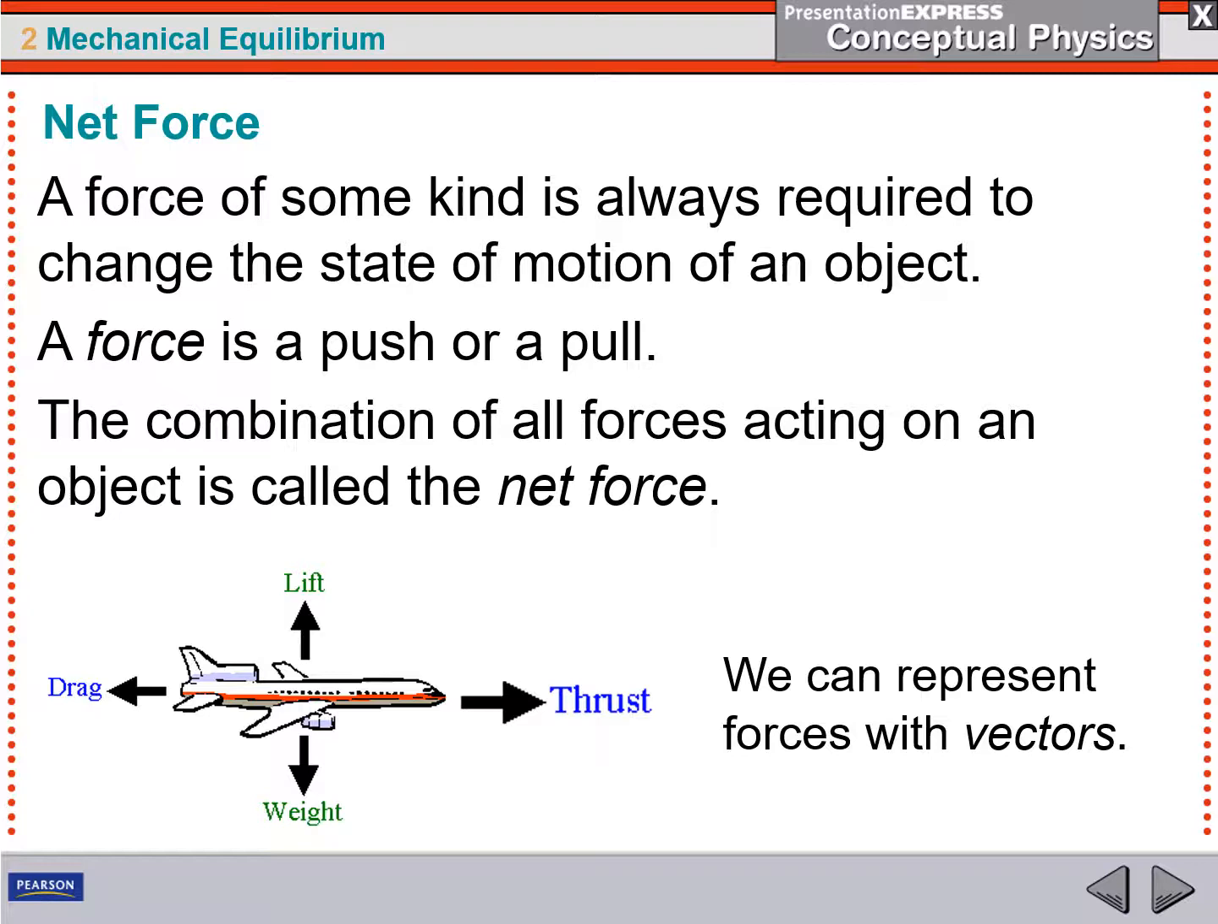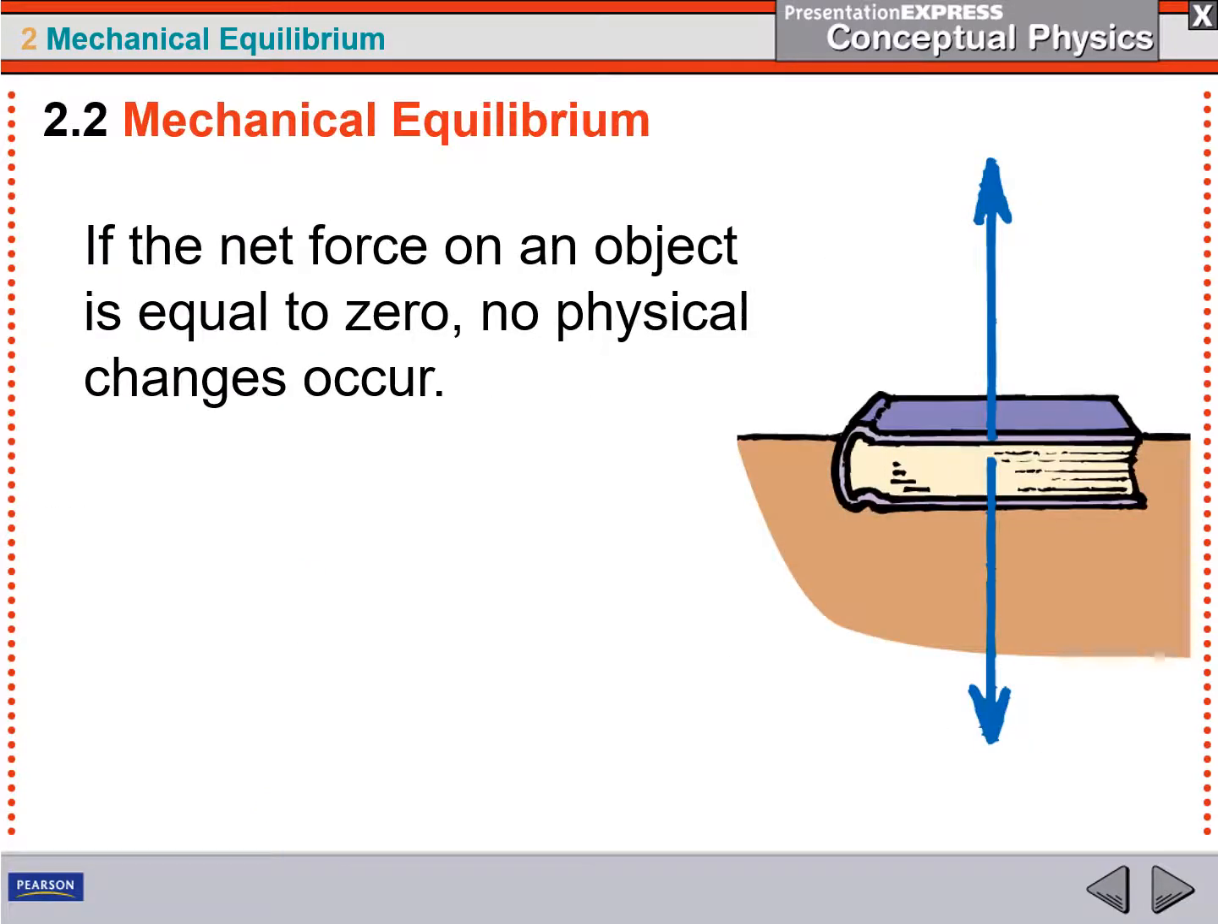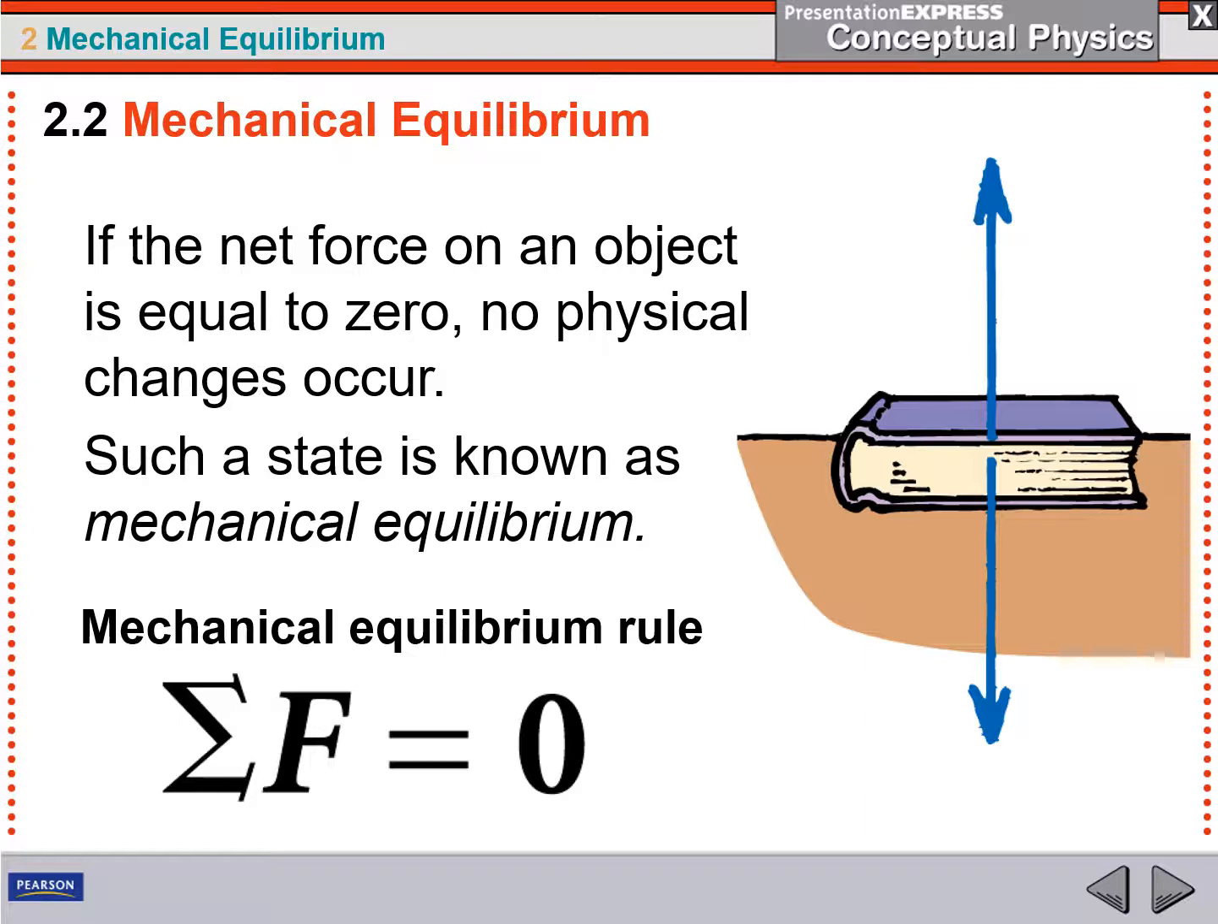We can represent forces with vectors, arrows drawn on diagrams, such as the one shown here, with 4 forces shown on an airplane. If the net force on an object is equal to 0, no physical changes are occurring to that object. Such a state is known as mechanical equilibrium. Mathematically, we can show that the sum of forces equals 0. This is called the mechanical equilibrium rule and represents a state in which no physical change is occurring.